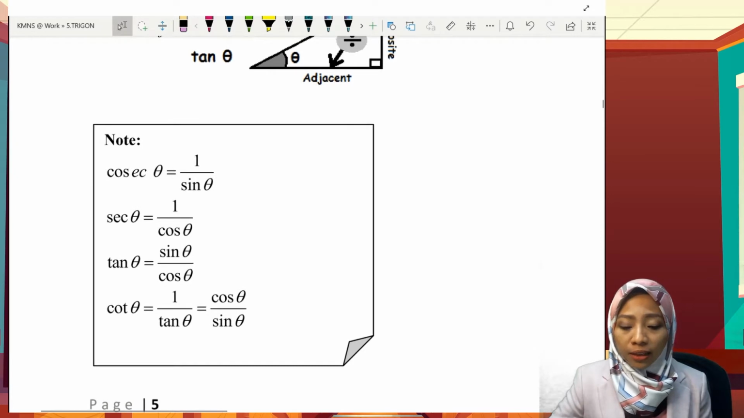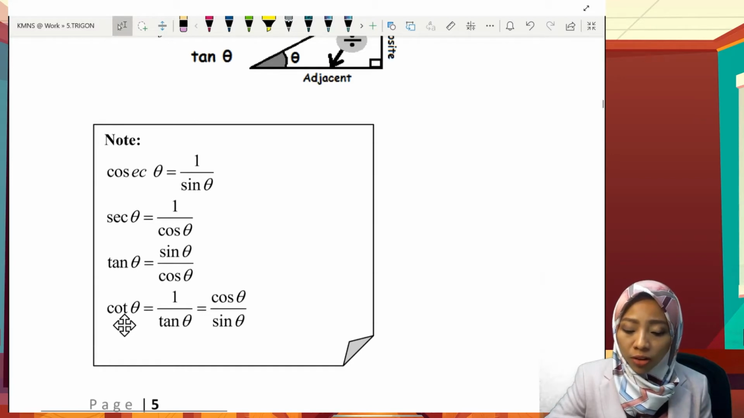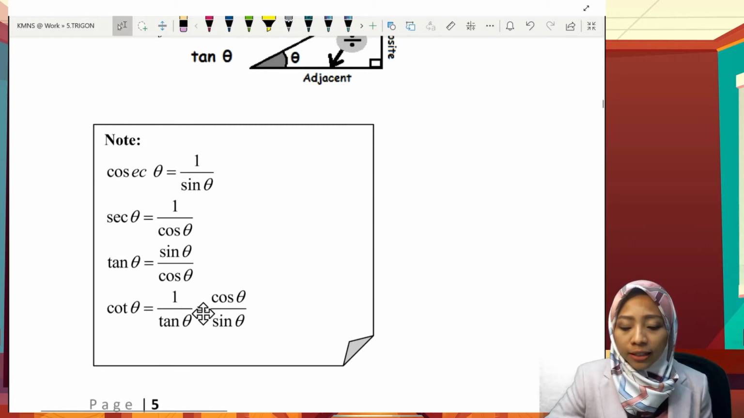Also bear in mind that there are formulas that you have to memorize, which is cosecant theta equals to 1 over sine theta, secant theta equals to 1 over cos theta, tangent theta equals to sine theta over cos theta, while cotangent theta equals to 1 over tangent theta or equals to cos theta over sine theta.